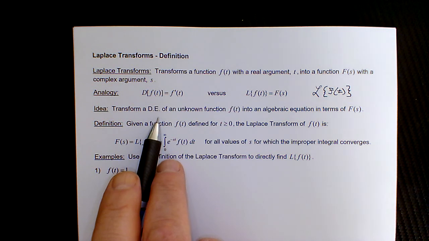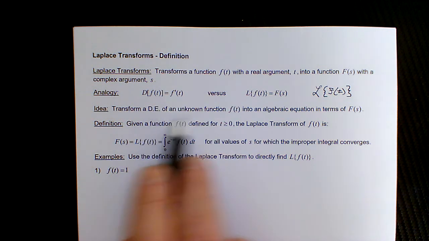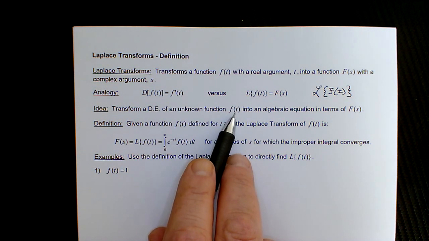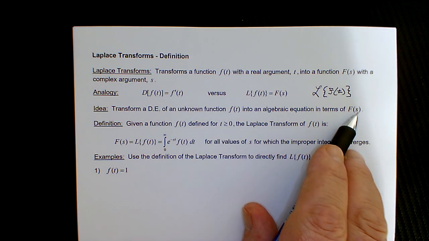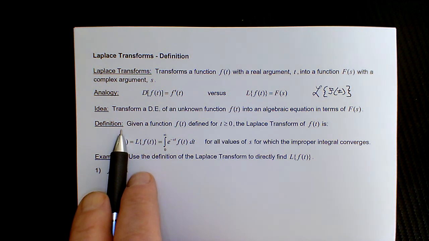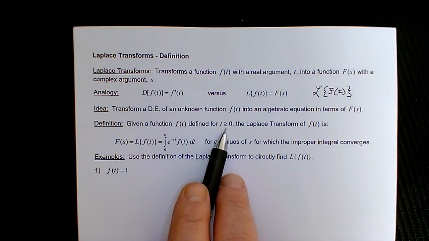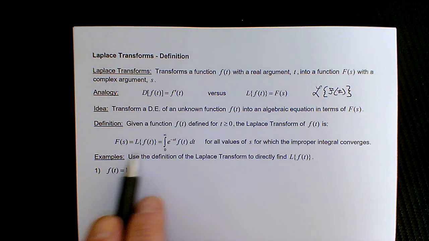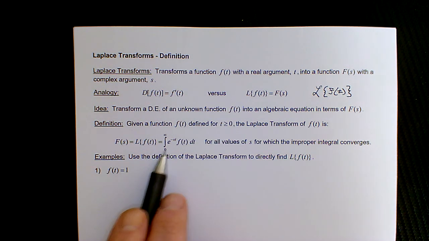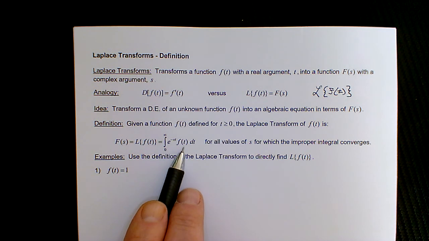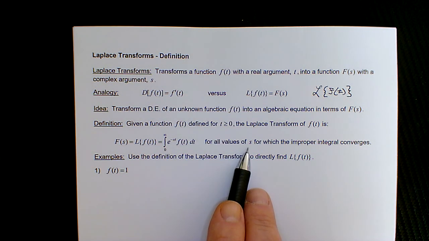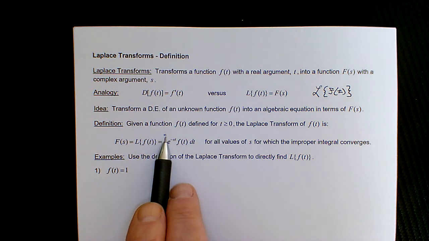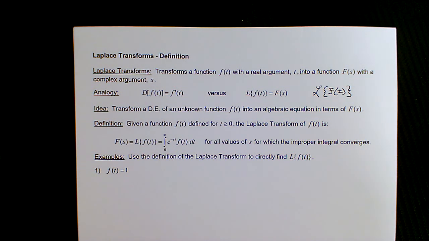In any event, the idea is to take a differential equation that's in terms of this unknown function and transform it into an algebraic equation in terms of its Laplace transform. So here's the formal definition. Given any function that's defined for t greater than 0, the Laplace transform is this integral from 0 to infinity of e to the negative st times the function with respect to t. And that's good for all values of s for which the improper integral converges, because this is an improper integral, because the upper limit of integration is infinite.